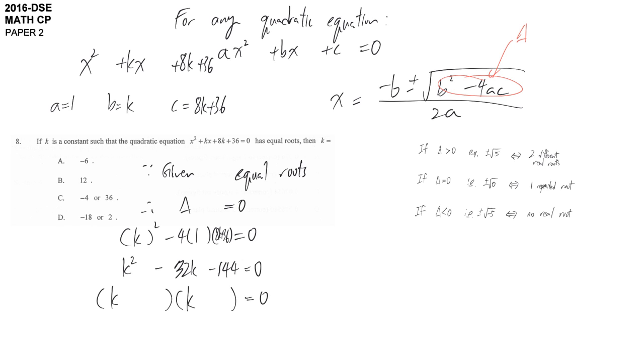4 times 36 will give you 144. So I know it's minus 36 and then positive 4. By the zero product rule, if something times something gives you 0, that means the first factor equals 0, or otherwise another factor will equal 0. So k is equal to negative 4 or k is equal to 36. We have two solutions to fulfill this requirement.